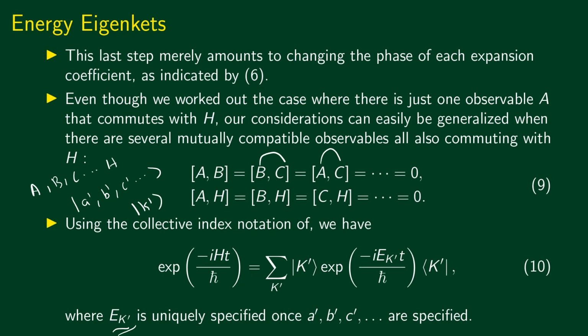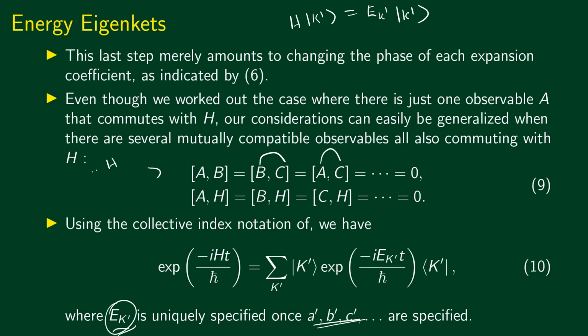So since K prime is a simultaneous eigenket of A, B, C, etc. and the Hamiltonian, these K prime are also specifically energy eigenkets. We can write H acting on K prime is equal to E K prime multiplied by ket K prime. Right? And E K prime is uniquely specified once all these eigenvalues are given. Now we can do exactly what we have been doing so far. We can choose the set ket K prime, which are also energy eigenkets, as our basis. We use these as the base vectors.